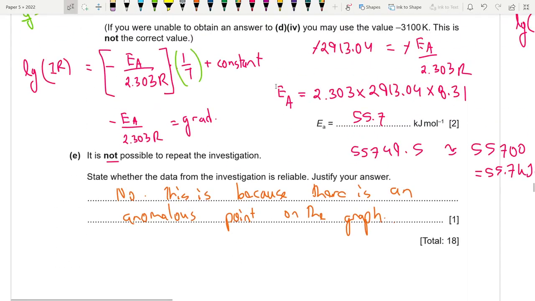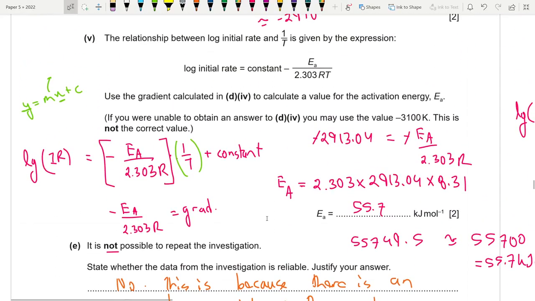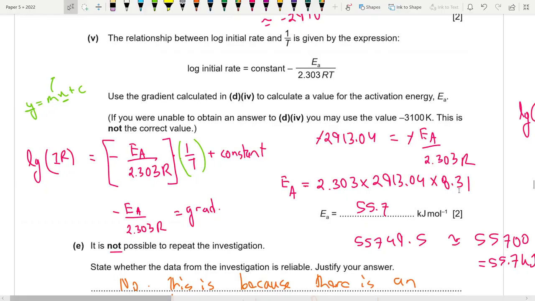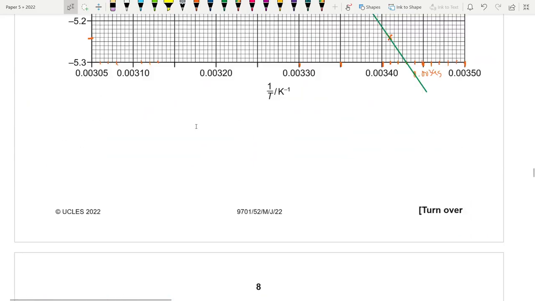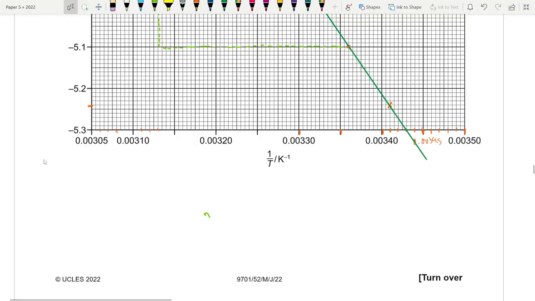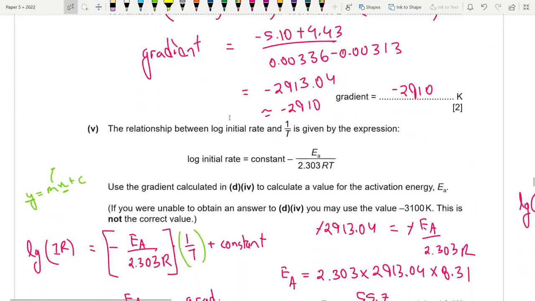So that's that. By the way, the value that you're going to get is around 55,749.5. It's actually in joules. Why? Because basically the gradient, what unit does it have? Log results in no unit on the y-axis, so it's basically no unit divided by 1 by T, which is Kelvin to the power minus 1. So that's basically Kelvin to the power 1, or Kelvin. That's the unit of the gradient. Okay, so the gradient has a unit of Kelvin.